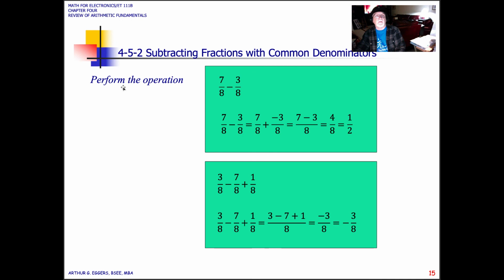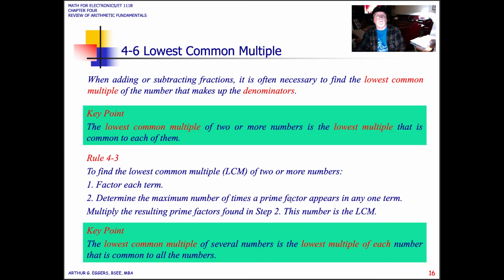Okay, so if we look at performing an operation, 7/8 minus 3/8, you can see that as we move the signs around, we're going to add them, but we're going to move that sign into the numerator so that with the common denominator of 8, 7 minus 3 gives us 4/8. I know I can reduce 4/8 down to 1/2 because 4 goes into 8 two times. Okay, do the same thing with the second example. Okay, so when we come back, we're going to look at the lowest common multiple.